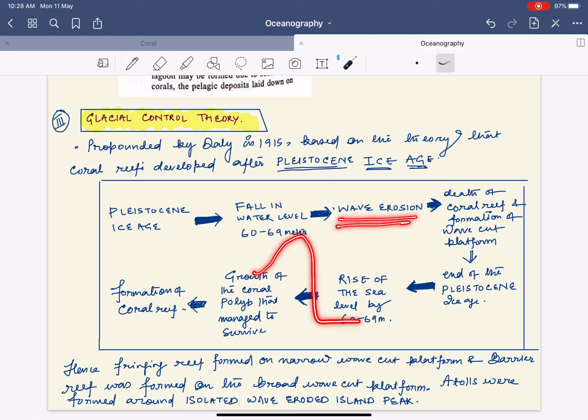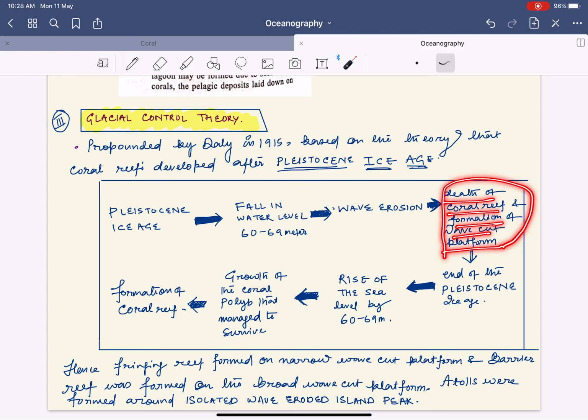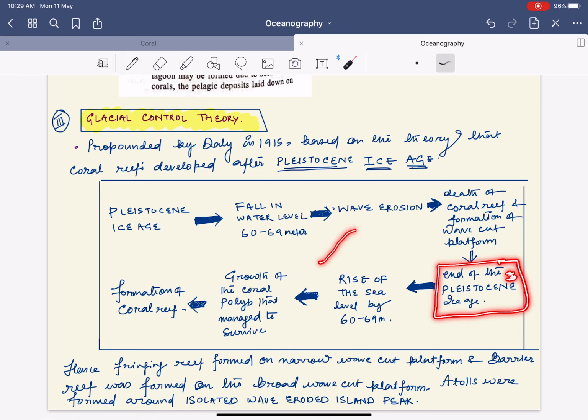See, once this part of the land was exposed, it led to erosion by the waves, and then the death of the coral and the formation of the wave cut platform. What is this wave cut platform? The platform that is formed due to wave erosion, and it also resulted in the death of the coral. Next, what happened when the Pleistocene ice age ended? It means the water that was confined on the land came back to the ocean, hence the rise of the sea level.